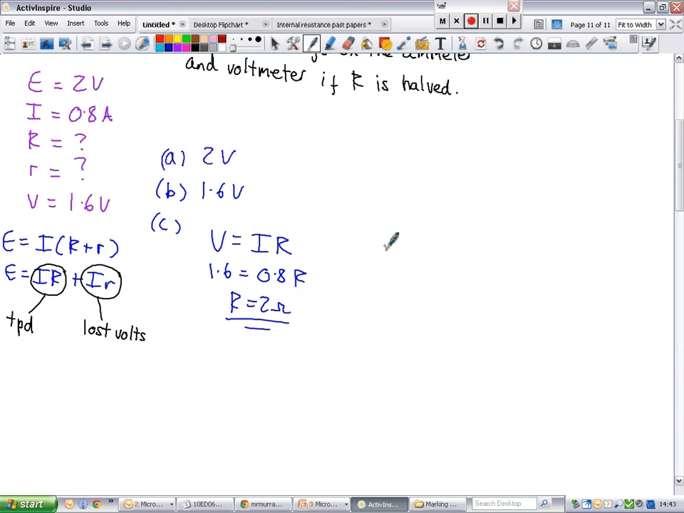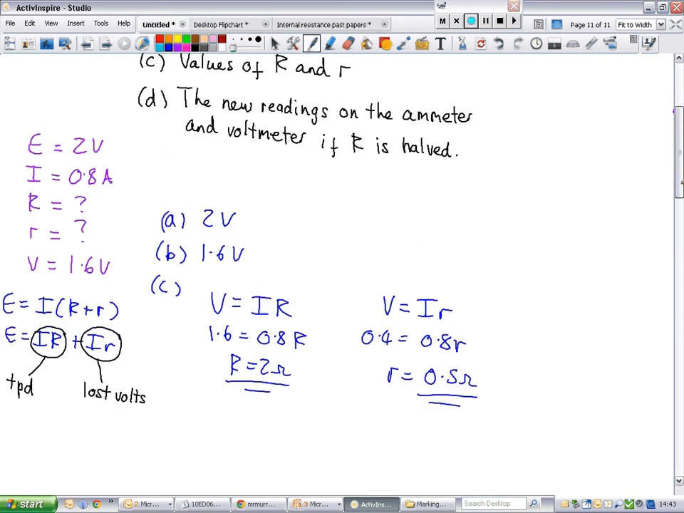In order to calculate what the internal resistance is, we use V equals I times small r. That V there is your lost volts from over here, so that's 2 minus 1.6, which is 0.4. That's your 0.4 here. Still got 0.8 amps flowing because it's the same all the way around the circuit. Use that to calculate small r, you'll get small r as 0.5 ohms. So you've got values of big R and small r there. Just got one more part to answer, which is a wee bit more complicated. The new readings, calculate the new readings on the ammeter and voltmeter if R is half.